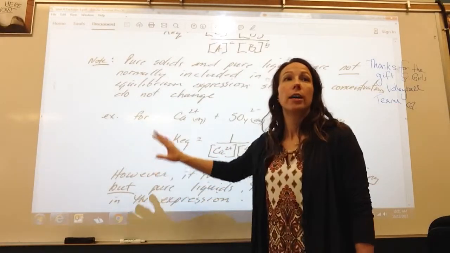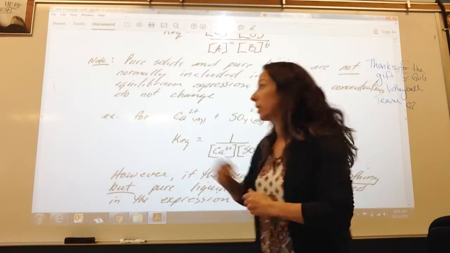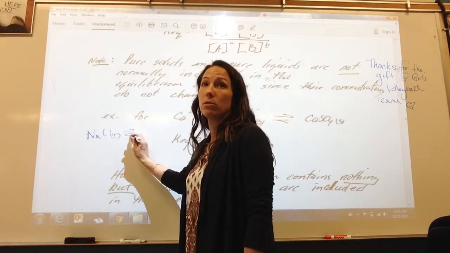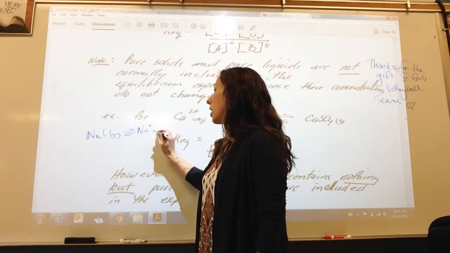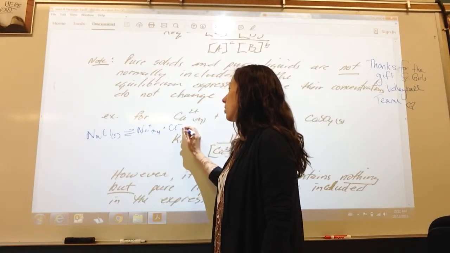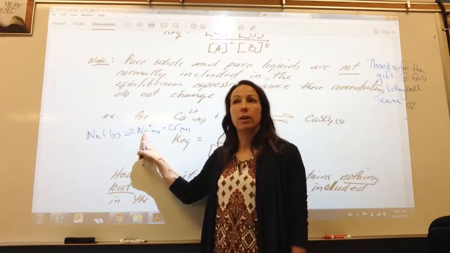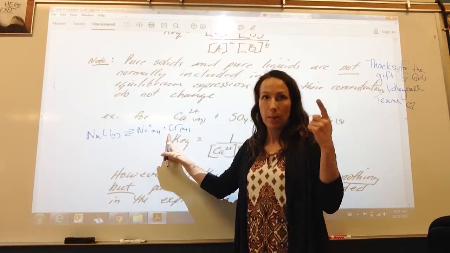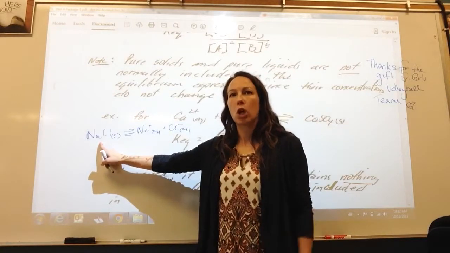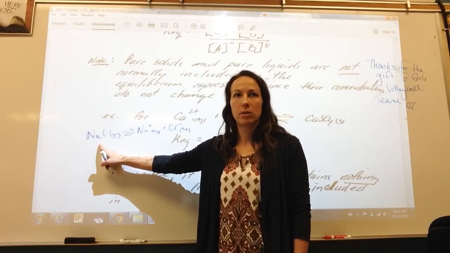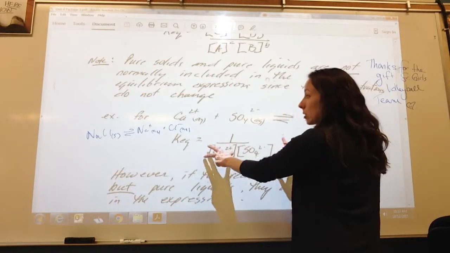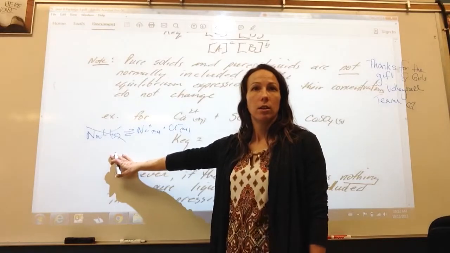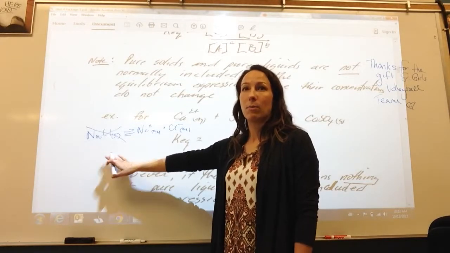So if we have a solid in our equilibrium, like we did here, right? NaCl solid, equilibrium arrows, Na plus aqueous and Cl minus aqueous. How many moles per liter of the Na plus ions? That makes sense. Moles per liter of Cl minus, that makes sense. How many moles per liter of the solid at the bottom? Doesn't make sense. So in my equilibrium expression for this, I would not use my solid, because it doesn't make sense.